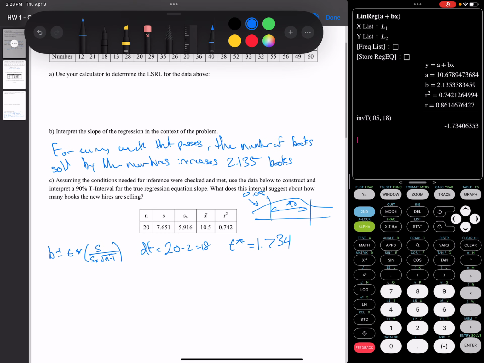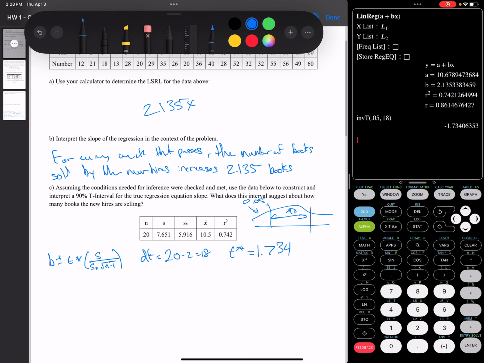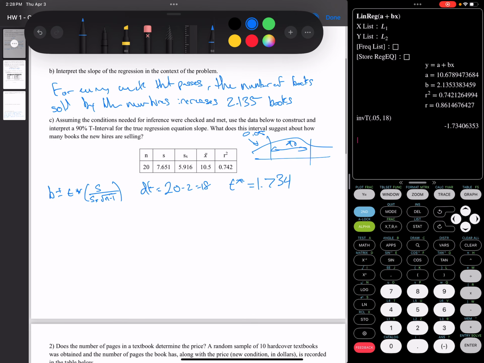Plug all this stuff in. We get our slope from up here, which just vanished, but I'll remember it's 2.135. There is our slope. So 2.135 plus or minus our t star of 1.734. Plug in all of our other information: 7.651 over sx, which is 5.916, times the square root of n minus 1, which is 19. We throw that into our calculator.